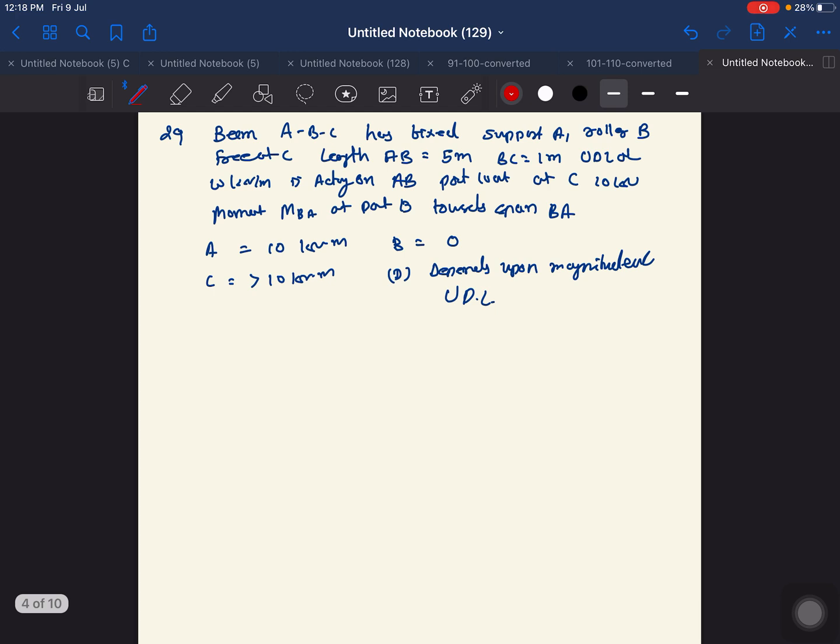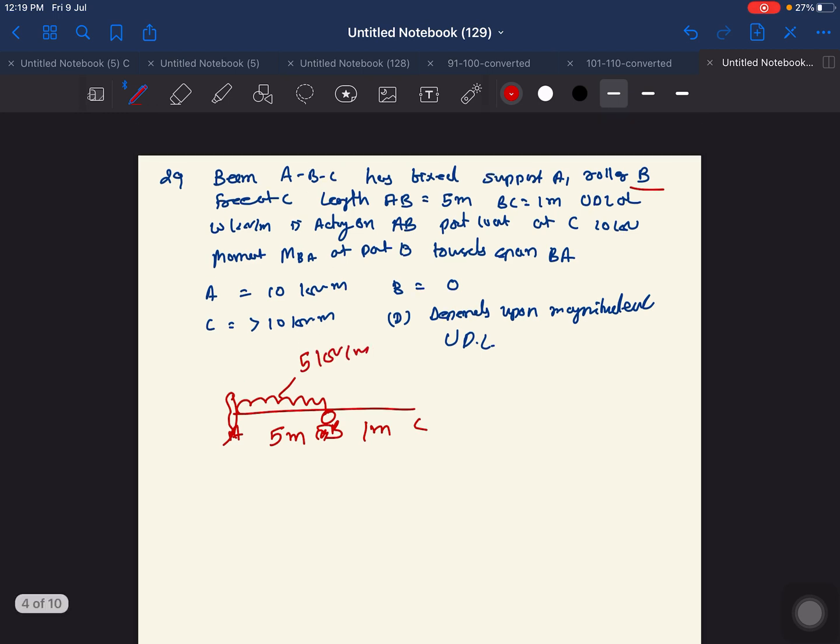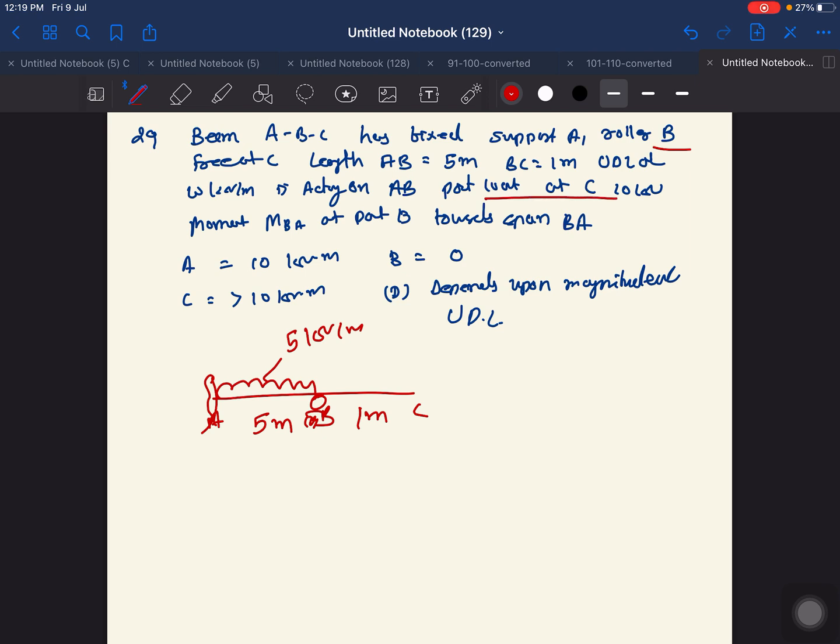Let's solve another example. Beam ABC, fixed support at A, roller at B, and free at C. Length of AB is 5 meter, length of BC is 1 meter, and a UDL of W kilonewton per meter is acting on AB. So the UDL is acting over here, and that is 5 kilonewton per meter. And a point load at C of 10 kilonewton. So somewhere over here a 10 kilonewton load is there.